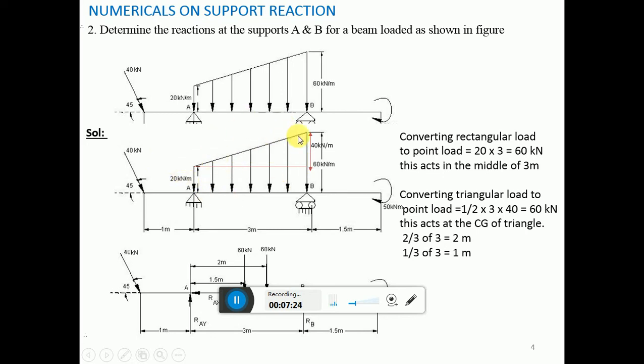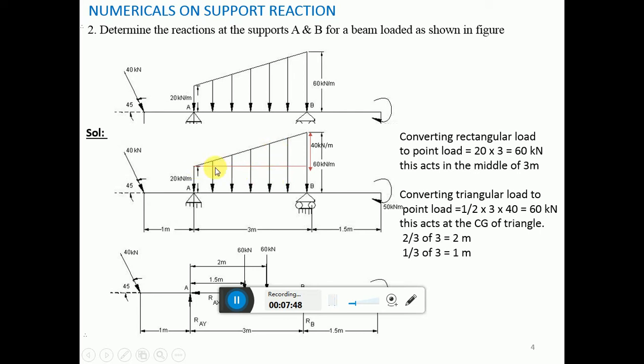Simplify this figure. Now this trapezoid is there, so either you can apply the trapezoidal formula and find out where the point load will act, or you can split it up into a rectangle and a triangular load, because we know how to convert the UVL and UDL. Separately we have done it. This is a combination of both the problems.